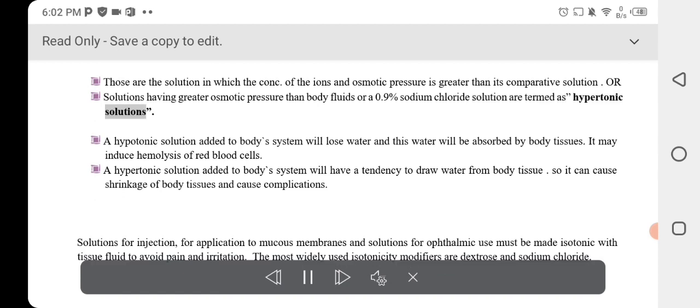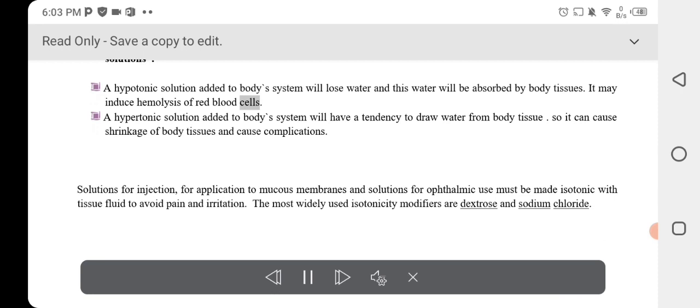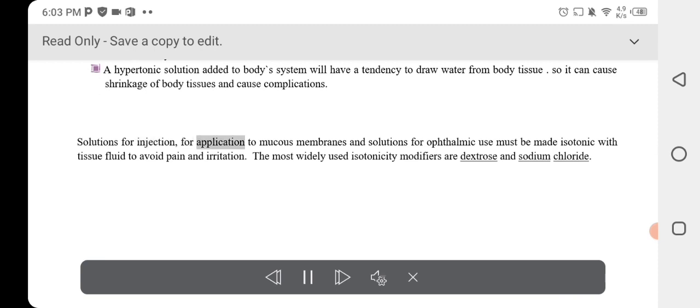A hypotonic solution added to the body system will lose water, and this water will be absorbed by body tissues. It may induce hemolysis of red blood cells. A hypertonic solution added to the body system will have a tendency to draw water from body tissue, so it can cause shrinkage of body tissues and cause complications. Solutions for injection, for application to mucous membranes, and solutions for ophthalmic use must be made isotonic with tissue fluid to avoid pain and irritation.